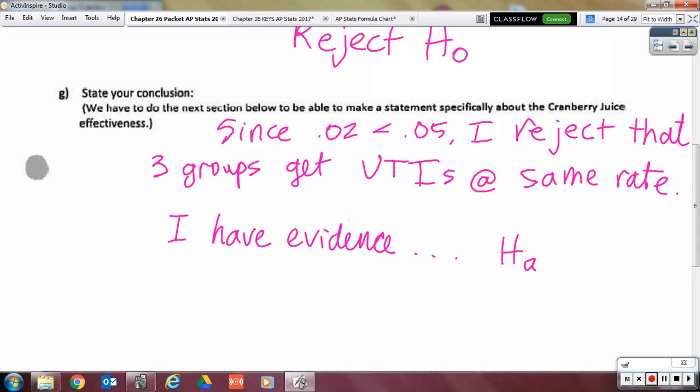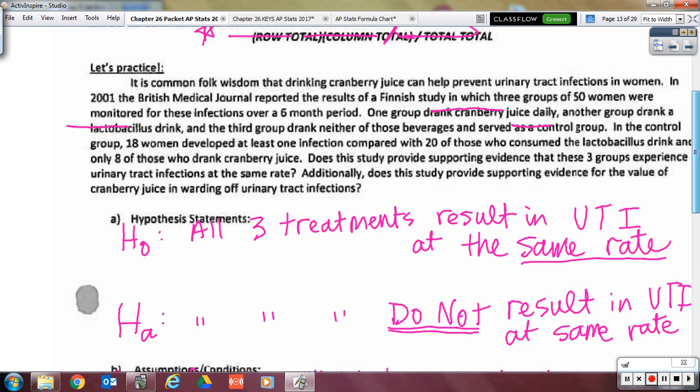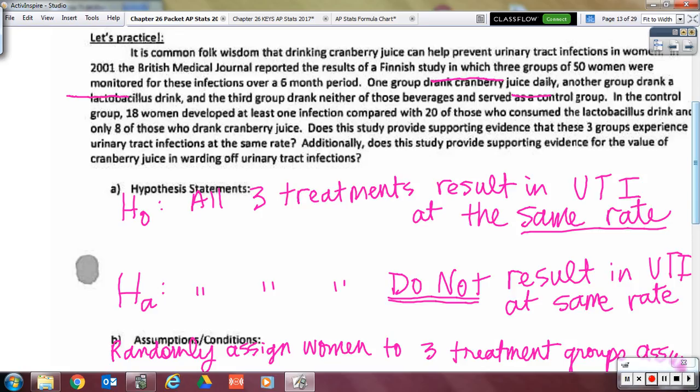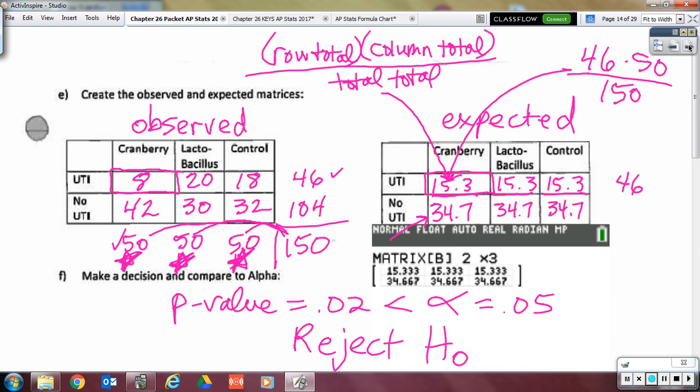Okay. Now, one last thing to teach you. Questions there so far? Okay. One last thing to teach you, and this happens because you may be asked a more specific question. If you're just asking about the collective decision about whether they have the same rate or not, that's a test like this. But this takes one more question and asks you about cranberry juice particularly. So in order to do that, we're going to look at this thing called standardized residuals.